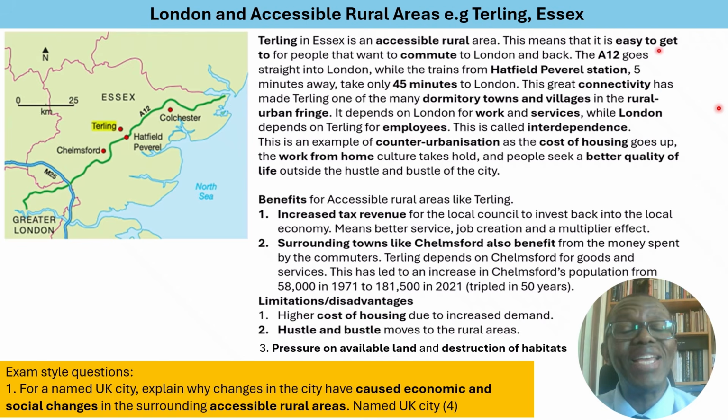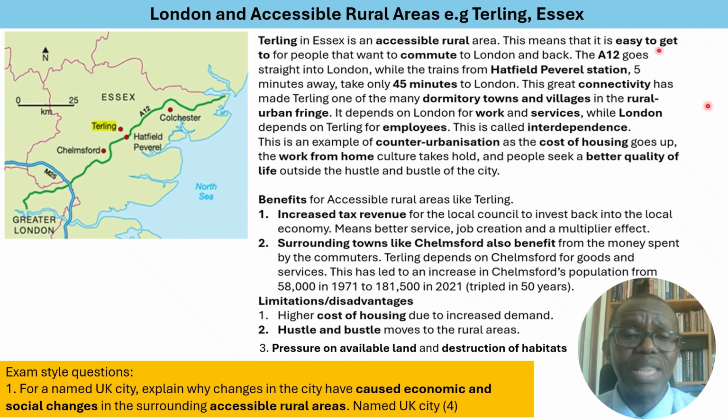So there is an interdependence between Terling and London, because Terling depends on London for work, because people from Terling will then commute to London and work there and get an income, which is very important. And then also for services. But then London will rely on Terling for employees to come and work in London. So in line with our specification, this interdependence is important for us to be able to explain.